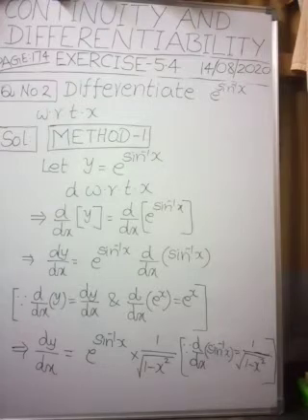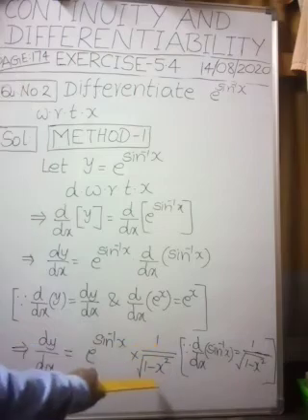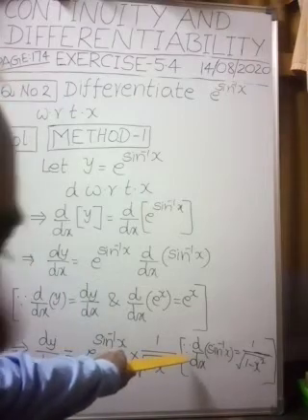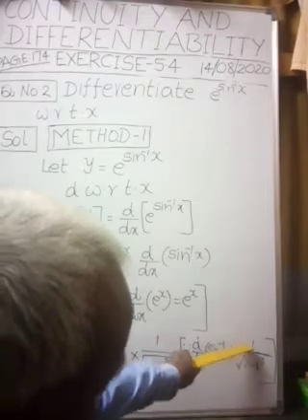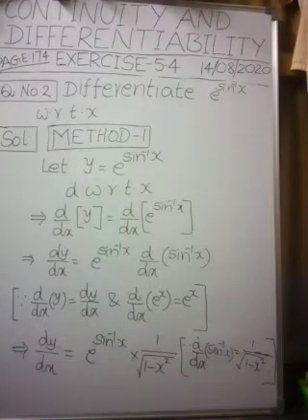We have learnt differentiation of inverse trigonometric functions. What is the formula? d by dx of sin inverse x is 1 by root of 1 minus x square. Understood this part, my dear children? Right. Because d by dx of sin inverse x is equal to 1 by root of 1 minus x square. Understood this step, my dear children?